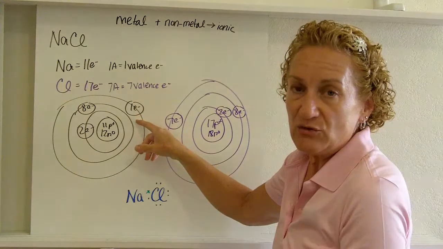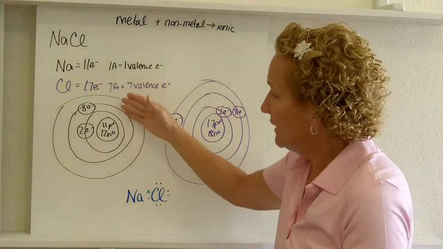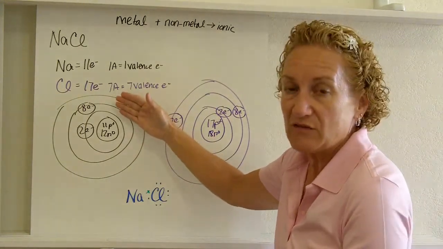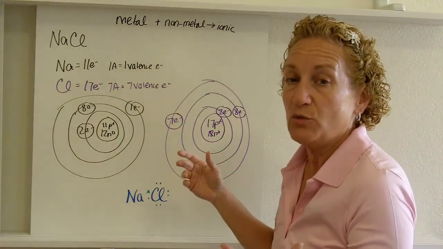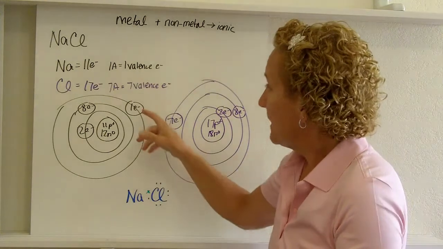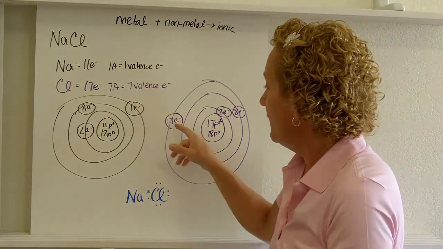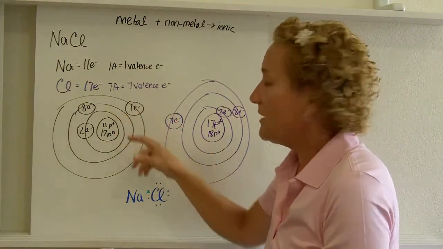Sodium says, you know what? I can do without this 1 electron. If I didn't have this 1 electron, look, I'd be happy as a clam because I'd have 8. Chlorine says, really? Because I need 1. So would you please just give me your 1? So sodium says, sure, here's my 1. Chlorine now has 8. Sodium now has 8.